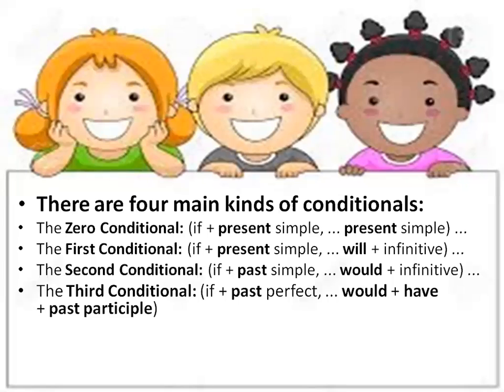The second conditional is if plus past simple and comma would plus infinitive, meaning would plus v1. ठीक है, and the third conditional is if plus past perfect comma would have plus past perfect. Past perfect means v3. When we will be making their translation, जब हम उसको translate करेंगे तो it will not be written in this form of present simple plus present simple.